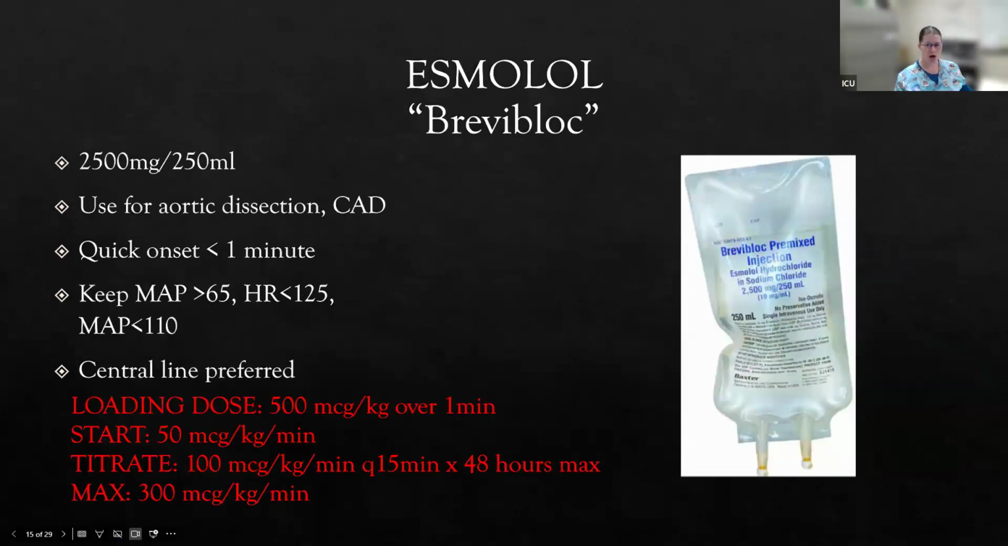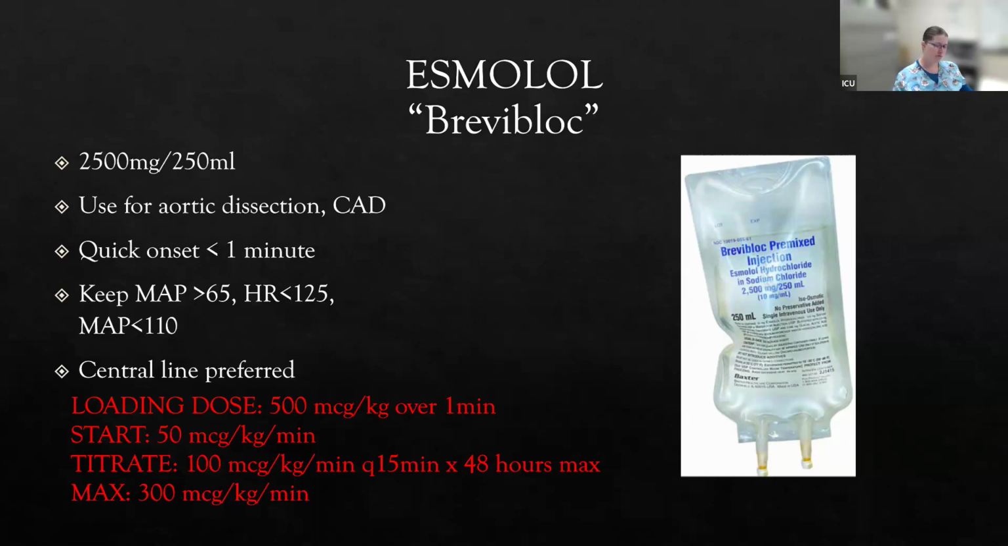Esmolol is a beta blocker, also called Brevibloc. We don't see it that much at our facility, but you might see it at yours. It comes as 2,500 milligrams in 250 mLs, and is also used for aortic dissection or coronary artery disease. It has a very fast onset, less than 1 minute, just like if you're pushing a beta blocker.